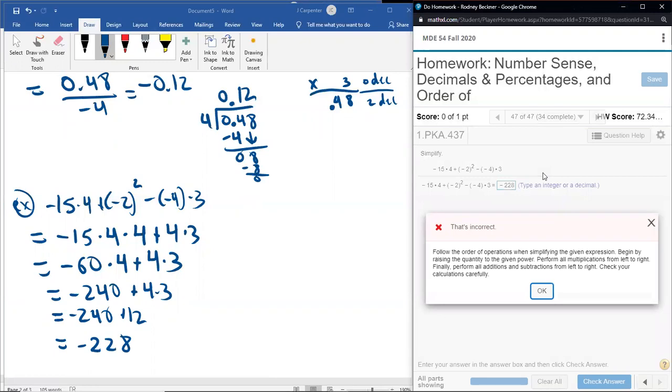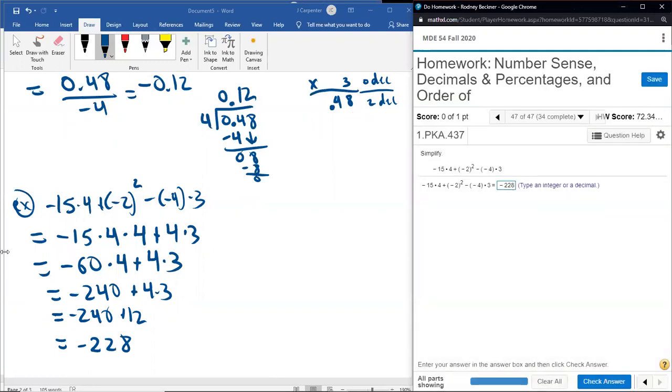That's incorrect. Where do we go wrong? So we said our 15 times 4 was 60. Our 60 times 4 was 240. We had our, this became a plus 4 at the end. 4 times 3 was 12. Did I copy the problem right? Negative 15 times 4 plus negative 2 squared minus negative 4 times our 3. 4.